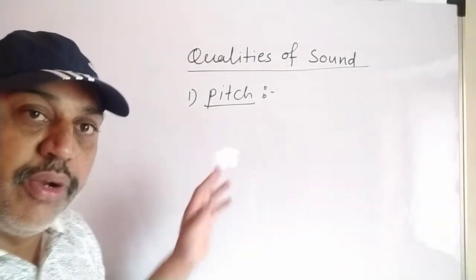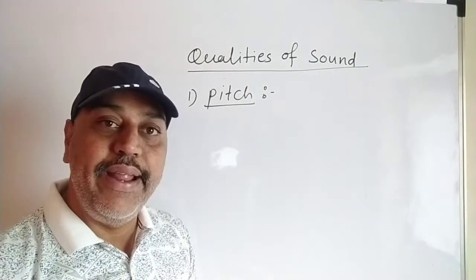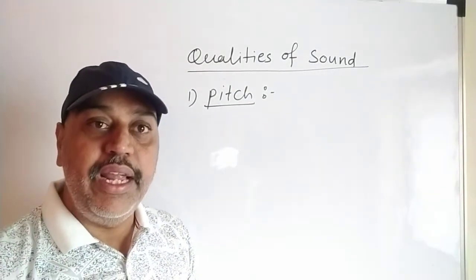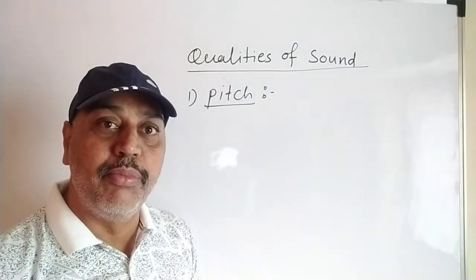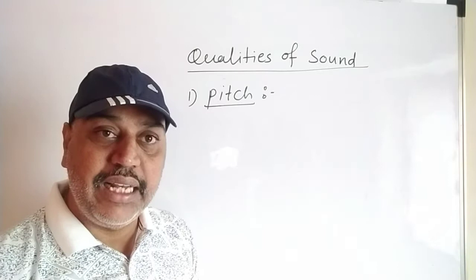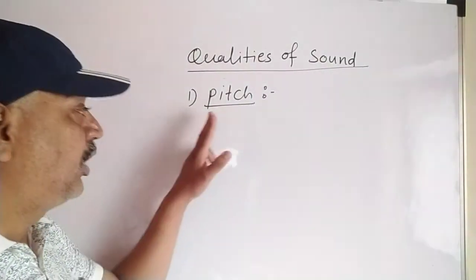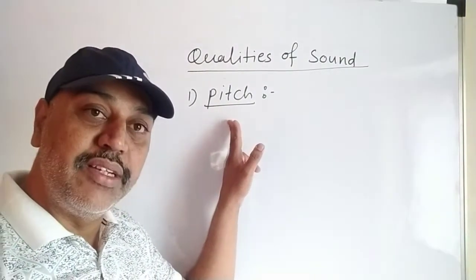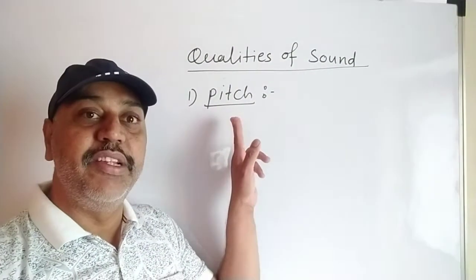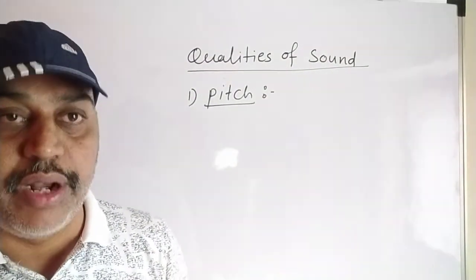And that sound will be either sharper or shrill depending on the frequency of the sound wave. If we increase the frequency of the sound wave, we can say the sound becomes more and more sharp. So a change in frequency results in a change in the pitch of that sound wave. Whenever the frequency of a sound wave changes, the pitch changes. So that is pitch of the sound wave, one of the qualities of sound.